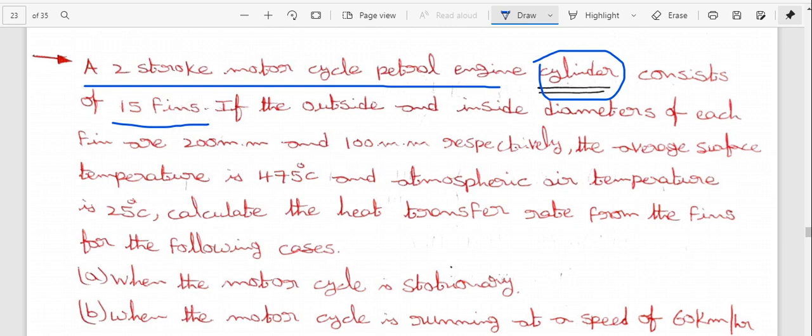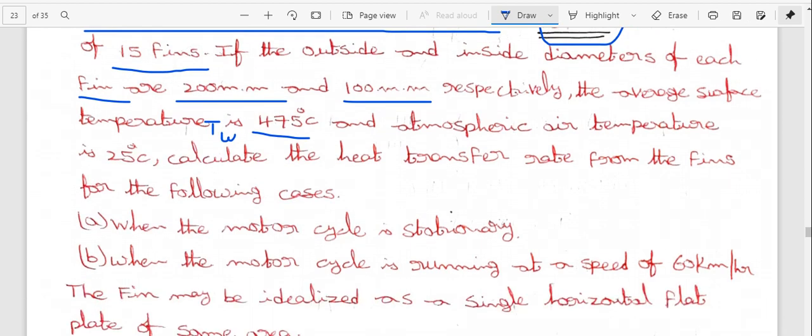If the outside and inside diameter of each fin are 200 mm and 100 mm respectively, the average surface temperature is 475 degrees centigrade. The average surface temperature, that means T wall temperature. The atmospheric air temperature is 25, that means T infinity is equal to 25.